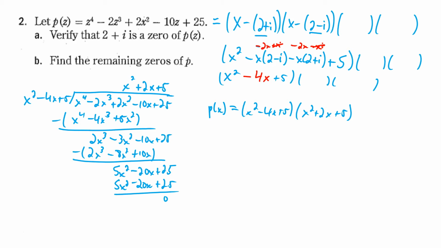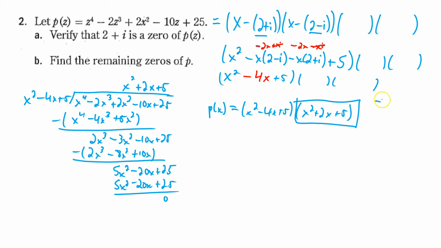So to find the remaining zeros, I have to be able to factor this, or at least find those zeros somehow. Well, it's a quadratic, so it looks like I can't factor this. There are no factors of 5 that add to 2. So I'm going to have to use the quadratic formula, which I know is a pain, but it's what we have to do.